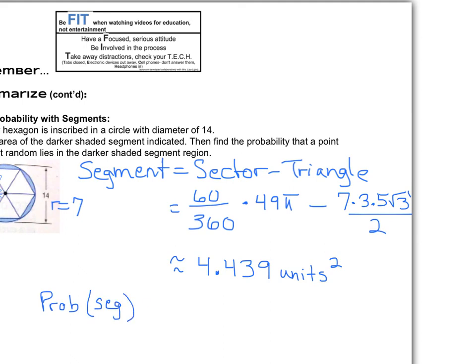Now if I want to know the probability of just having it land in that one segment, we're going to take that 4.439 that we just came up with, and we're going to divide it by, and again, make sure you have those parentheses as you hit your divide sign on your calculator, the total area of the circle, which this time is 49 pi. And when we do that, we're going to get approximately 0.03, which means we have about a 3% chance of the dart, if you will, landing in the red region here.